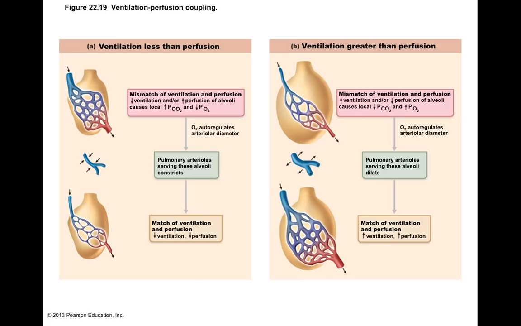So ventilation-perfusion coupling is how our lungs and our cardiovascular system work together to improve the efficiency of gas exchange. Because without this, you could be sending 10% of your blood flow to a collapsed alveolus, which would make absolutely no sense. And then you're going to have bad gas exchange and then potentially respiratory failure from that.